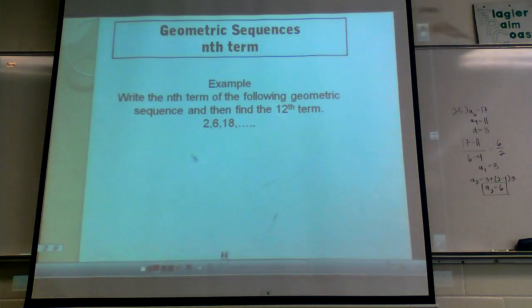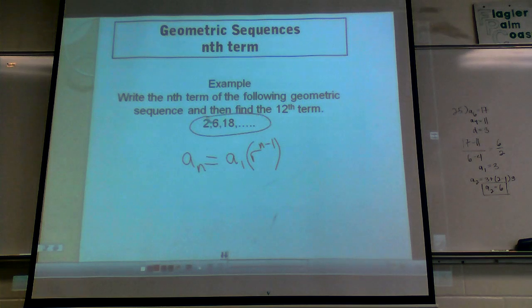All right, so the nth term is that formula, right? With parentheses around it. First term, in this case right here, is how much?